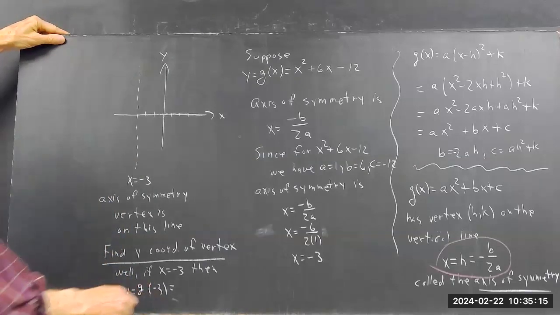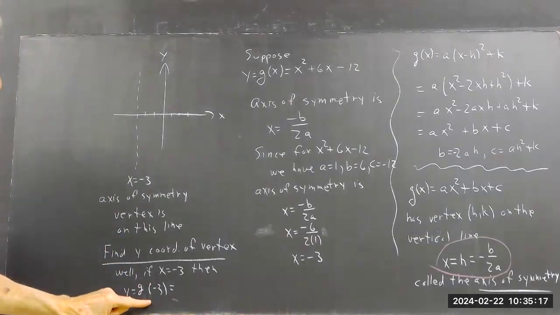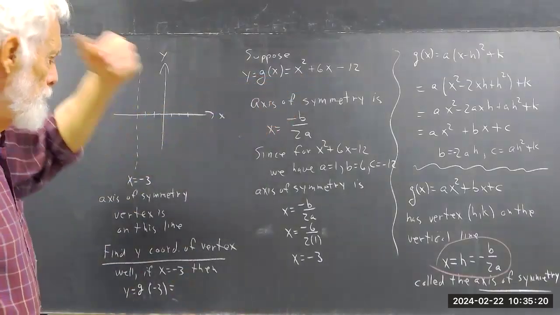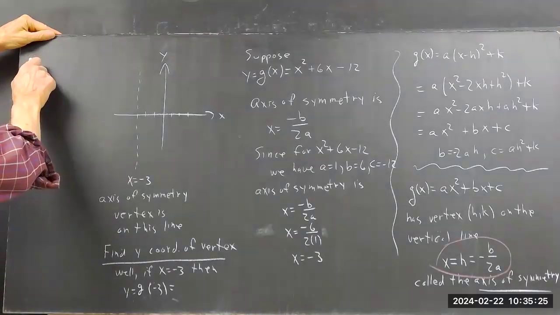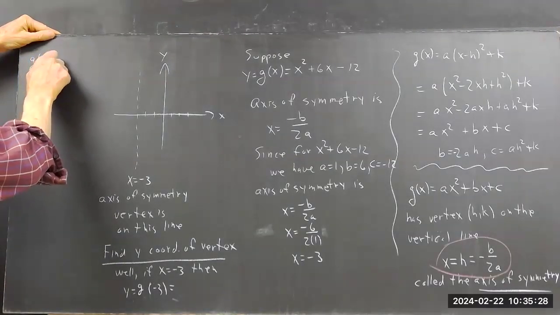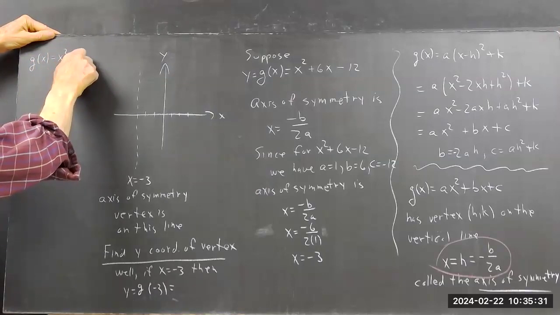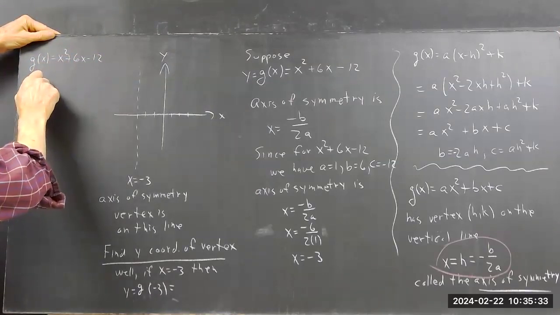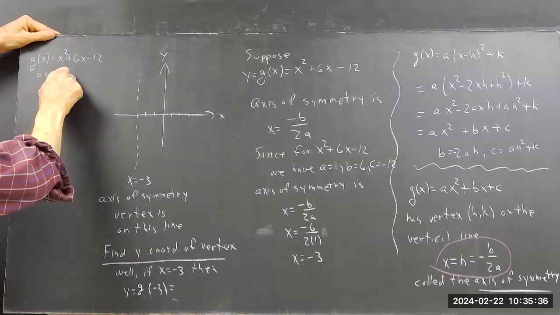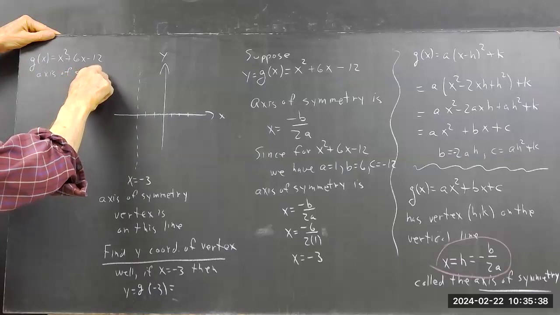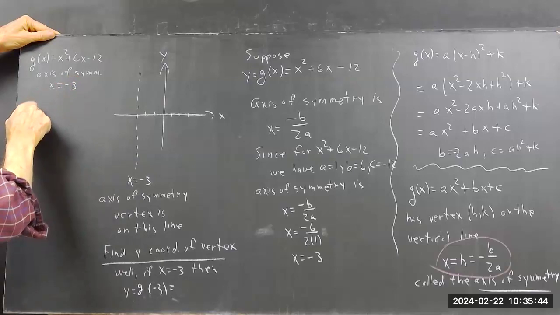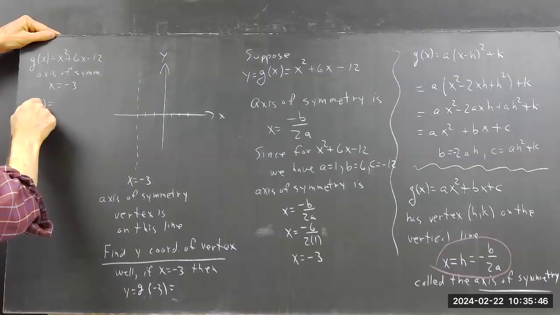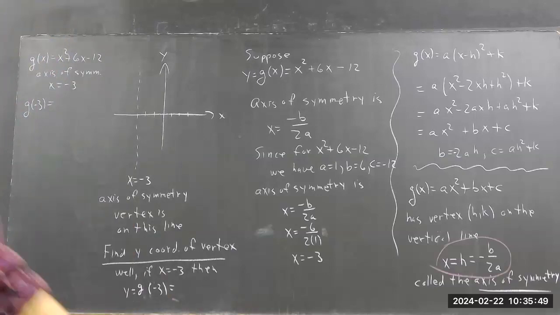Okay, so we want to do g of -3. Now people have trouble with this, probably because I haven't written down g of x up here. Of course, I'm going kind of fast, you might not have had time. So let's just make sure we understand. We've got g of x equals x squared plus 6x minus 12. The axis of symmetry is x equals -3. g of -3 equals what? There's g of x, and we do g of -3.